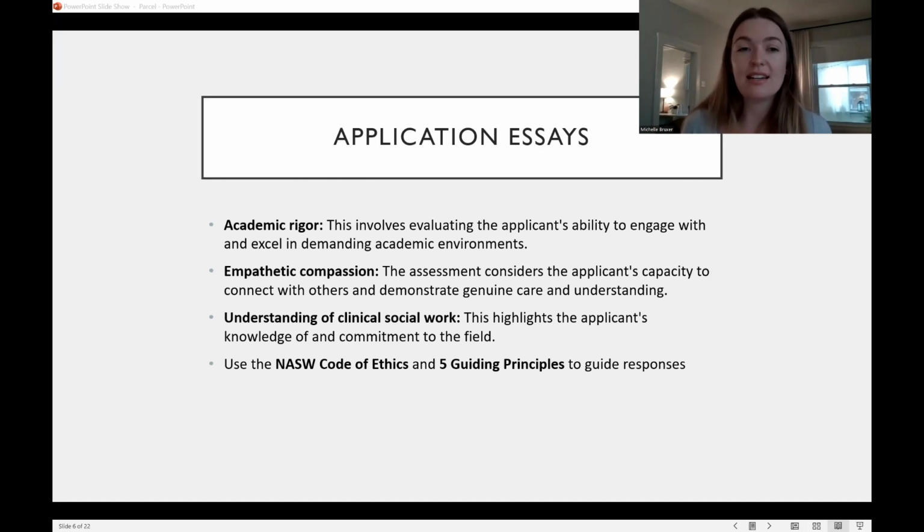And then they also want to get an understanding of your understanding of clinical social work. They really want to know, why are you interested in both social work and more specifically becoming a clinical social worker? So we'll dive more into that later on. They have also outlined the NASW Code of Ethics, as well as the School of Social Work's 5 guiding principles to guide your responses. So make sure that you take a look at both of those resources before you start writing and allow those principles to guide some of your responses.